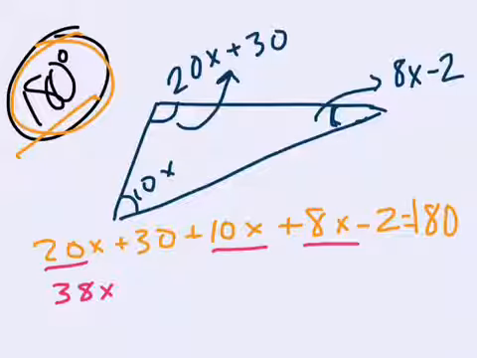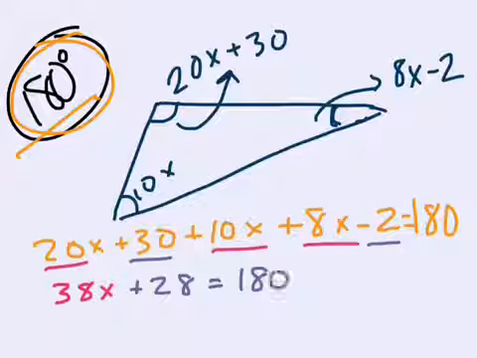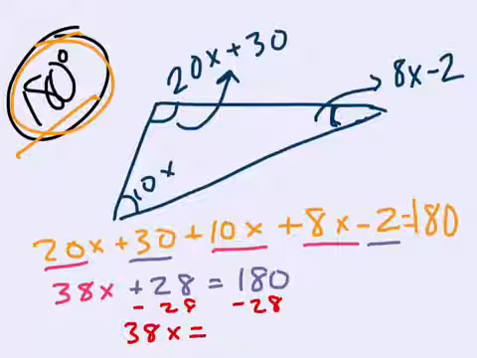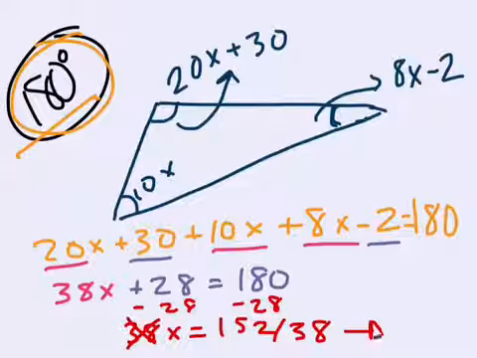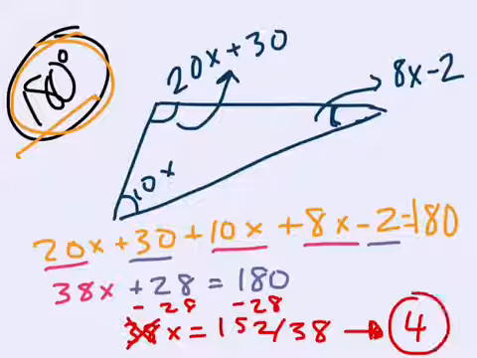And then we can also combine all of the constants together. So we have 30 minus 2, that's 28, equals 180. And then from here, we just have the process of solving this equation. So minus 28, 38x equals 152. And then we divide by 38 to get rid of this 38. So 152 divided by 38 is 4. Now that's not the measure of our angles, but that's the value of x.